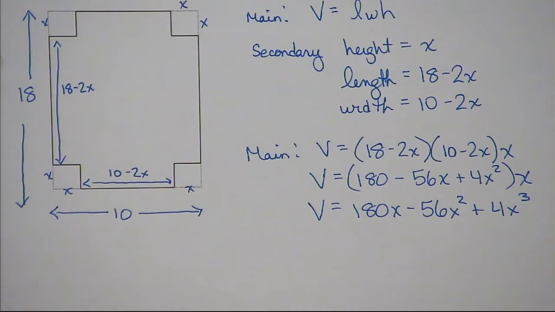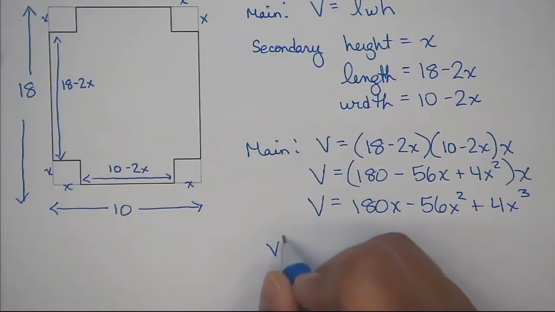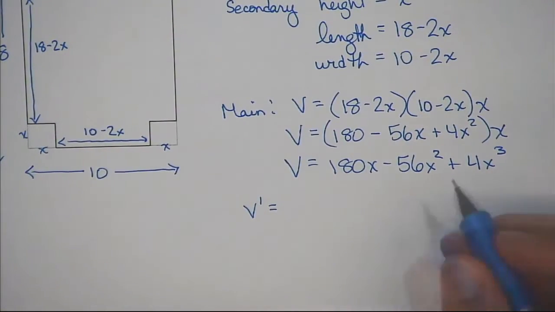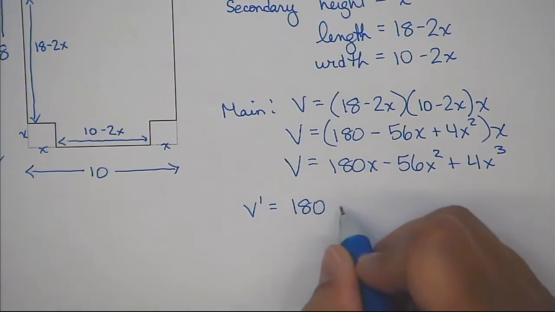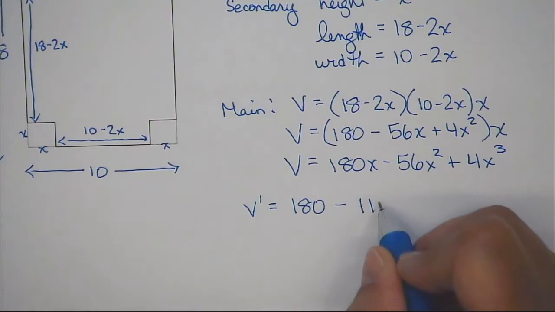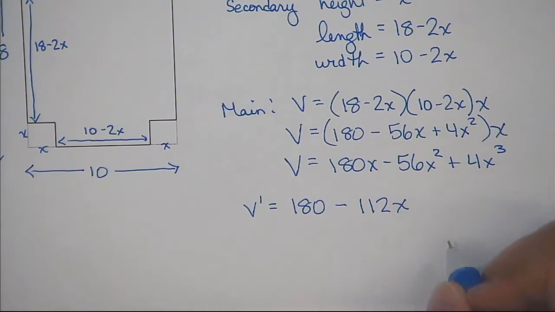Okay, so we're ready to take the derivative, so v prime. Okay, so derivative of each individual term. So this is not too bad. So 180 minus 56 times 2, 112. 12? Yeah. Thank you.